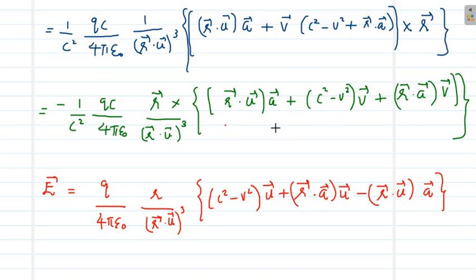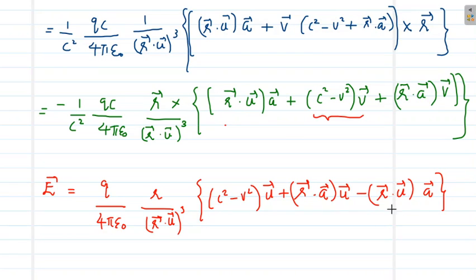Now if we look into the equation of magnetic field, many of the terms match, right? We have some similarity here in this part. Here we have c square minus v square into v bar. Here we have c square minus v square into u bar. Here we have r bar dot a bar into v bar. Here we have r bar dot a bar into u bar. Here we have r bar dot u bar into a bar. So here we have the same term.